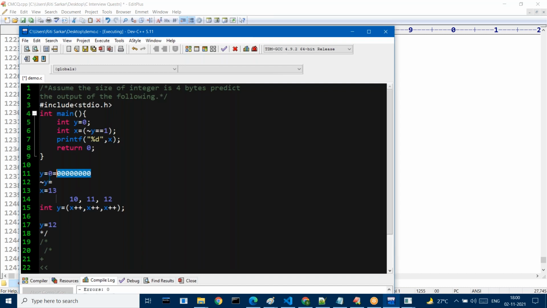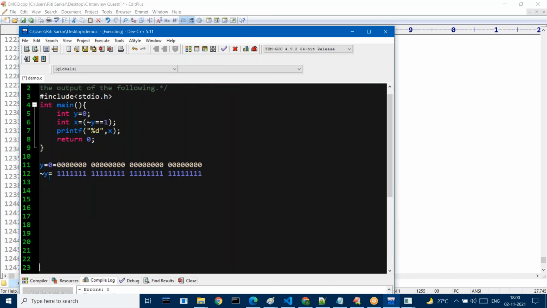Bitwise complement, guys, so it will work on bits. Now what will it become? Sir, all 1. Tell me guys, is this number equal to 1? Without even testing, we can say that this total number is 100% not equal to 1. I can give you the guarantee, sir.